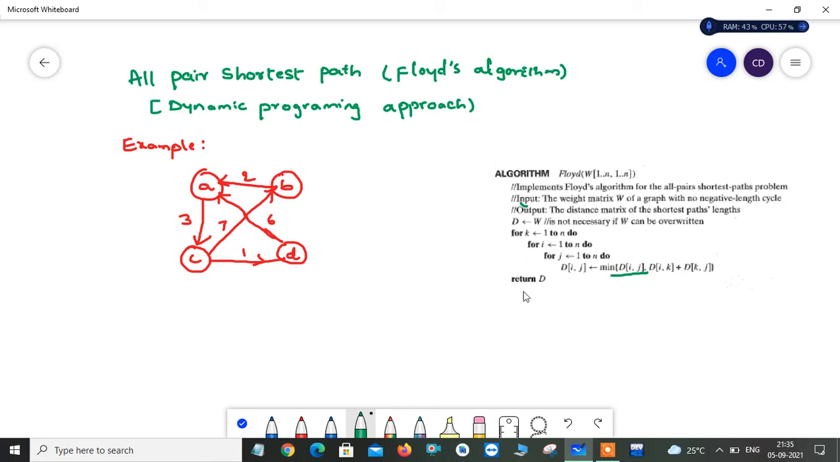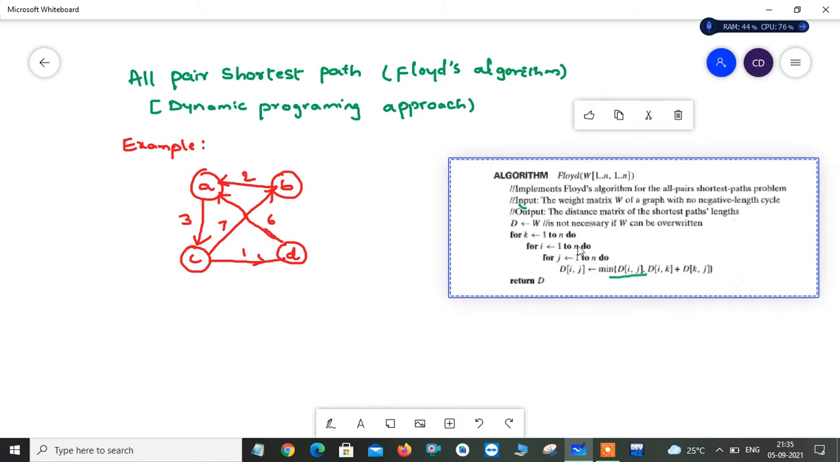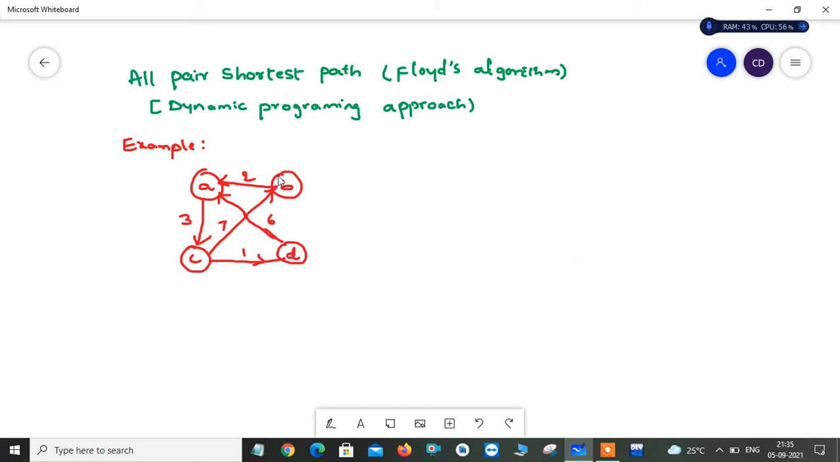So we'll go through an example. This is the graph given for you. Now we have to find an adjacency matrix for this graph first. That matrix will consist of all the distances between the vertices. So how do we construct this adjacency matrix?